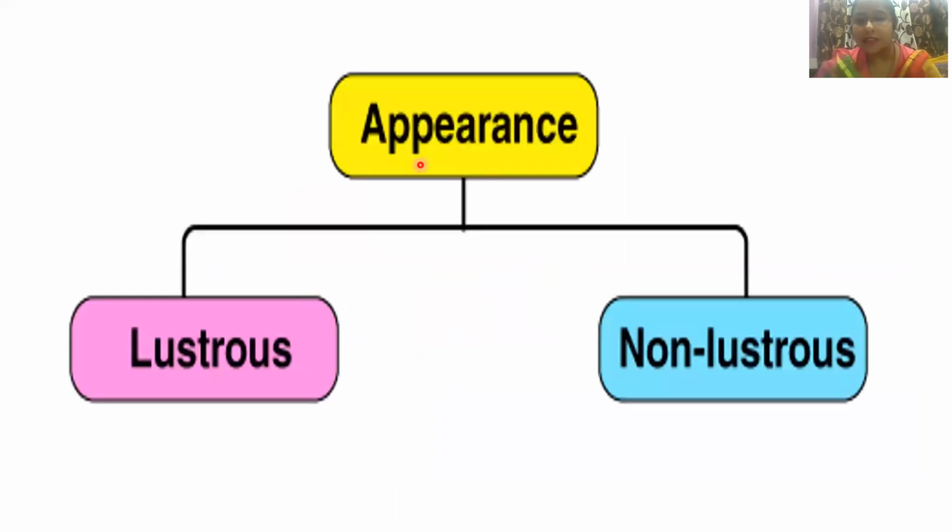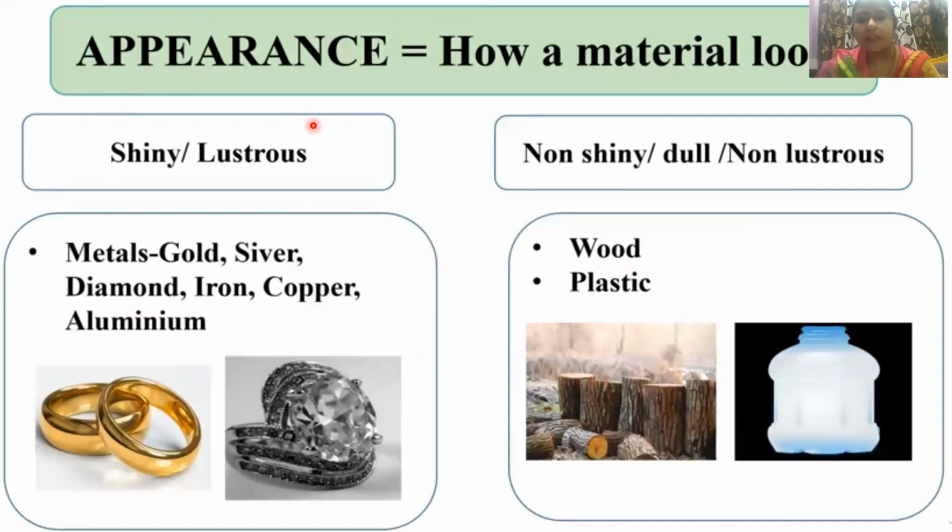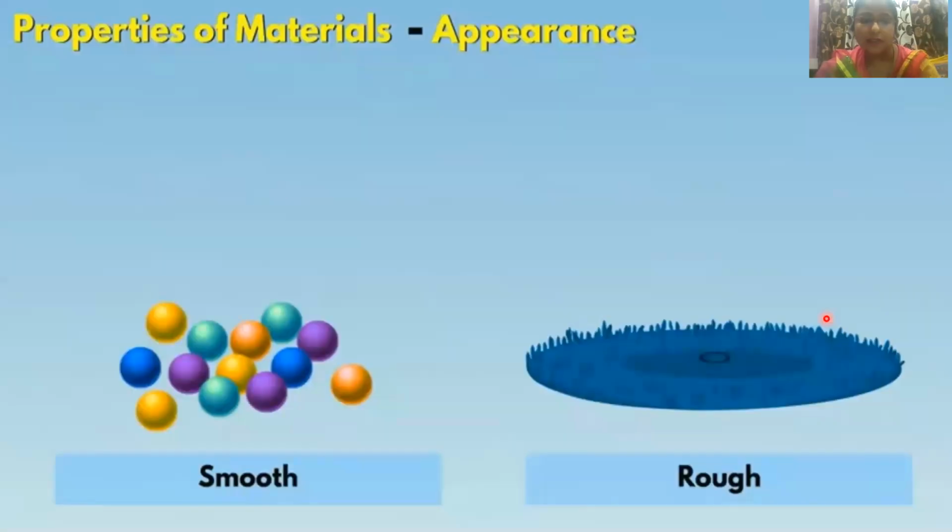Appearance is classified into two types, lustrous and non-lustrous. Lustrous means shiny and non-lustrous means non-shiny, or you can say dull. All the metals like gold, silver, diamond, iron, copper, aluminium, these all are shiny materials, while wood and plastic are non-shiny materials.